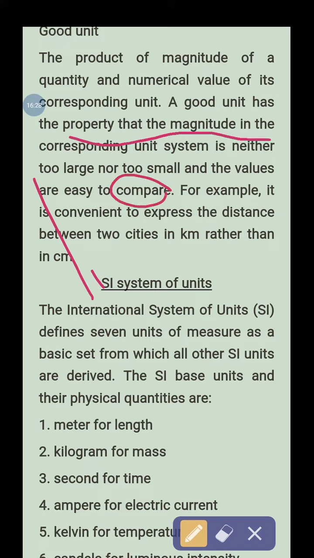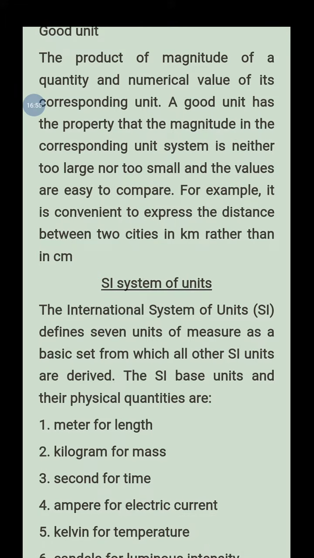For example, it is convenient to express the distance between two cities. If we tell the distance between Kanpur and Delhi, what will be the easy way? Determine the distance in kilometers or centimeters? Kilometers. It is easier than using centimeters. So the SI system decided that a unit with a very small or very large value cannot be taken as a standard.